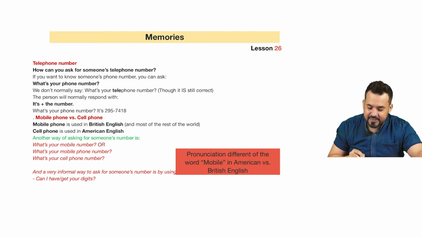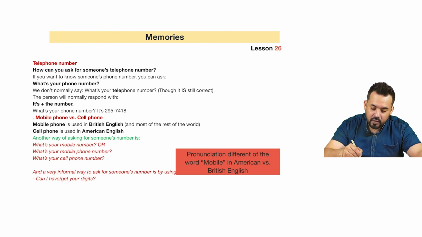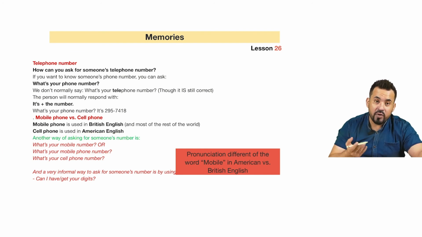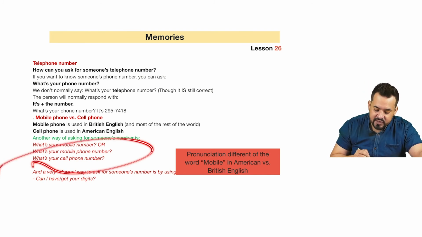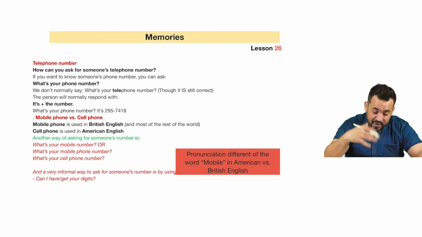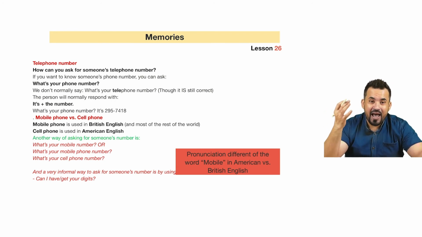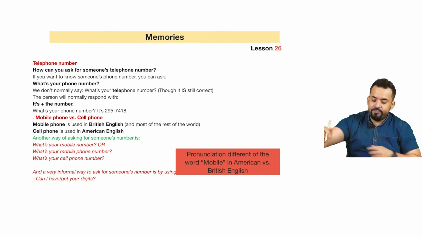So these are different ways of asking about someone's number. You can say, what's your phone number? That is one way, but there are other ways. You can say, what's your mobile number? Or what's your cell number? What's your mobile phone number? What's your cell phone number? A very informal way to ask about someone's number is to say, can I have your digits, or can I get your digits? That is an informal way.